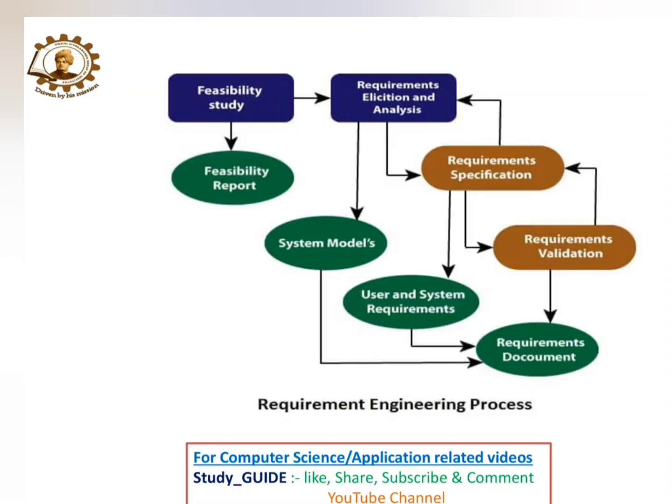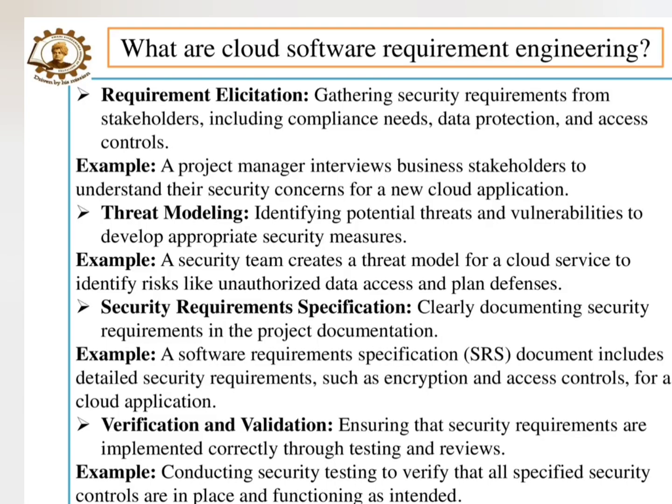Cloud software requirement engineering. It defines what the software needs to do, including security features, like number 1, identifying security threats. Number 2 is specifying security controls. Now, what is identifying the security threats? Basically, it's understanding the potential ways attackers might exploit the software. And the second one, specifying the security controls, is defining measures to mitigate identified threats.